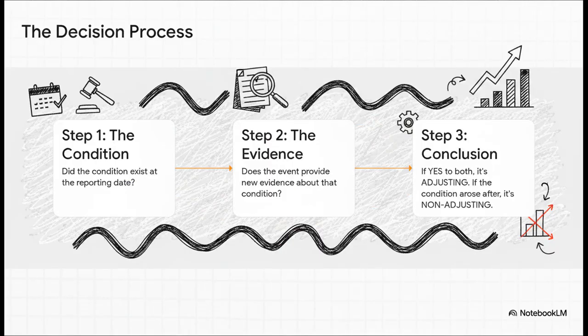Okay, let's walk through the logic. The one question you have to ask yourself every single time is this: did the condition exist at the reporting date? In our case, yes. The lawsuit was absolutely there on December 31st. The settlement in February, that's just new, better evidence about the value of that condition that already existed. And because the answer is yes, it is an adjusting event. You have to go back and adjust the year-end financials. It is always about when the root cause happened.